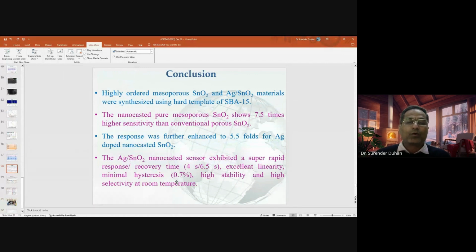Conclusion. Highly ordered mesoporous SnO2 and Ag-SnO2 materials were synthesized using the hard template SBA-15. The nanocast pure mesoporous SnO2 shows 7.5 times higher sensitivity than conventional porous SnO2. The response time was further enhanced 5.5 fold for Ag-doped nanocast SnO2. Because SBA-15 and SnO2 are prepared by the hydrothermal method, if we go through nanocasting, it becomes Ag-doped SnO2. The Ag-SnO2 nanocast sensor exhibited a super rapid response and recovery time of 4 seconds and 6.5 seconds, excellent linearity, minimal hysteresis, high stability, and high selectivity at room temperature.